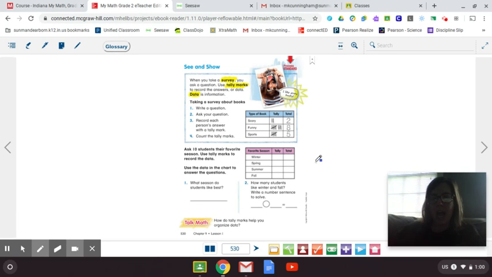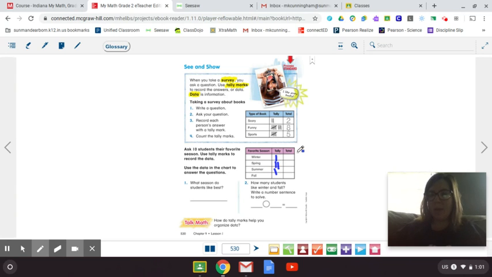So I asked Tyler, and he said his favorite was spring. Ellie said summer. Jackson said spring. And Madeline said winter. Okay. So now I have to tally. Now, if I asked 10 people, I would have a lot more tallies, obviously. We aren't going to be able to do that. And most of you guys don't have 10 people in your house to ask. So just ask who you can.